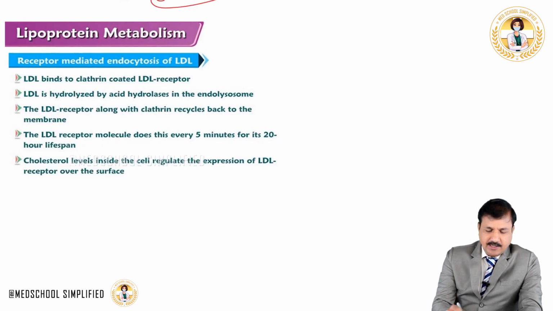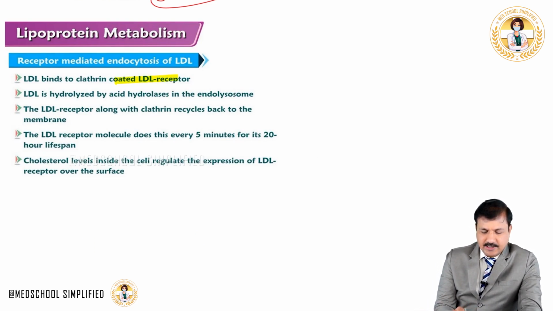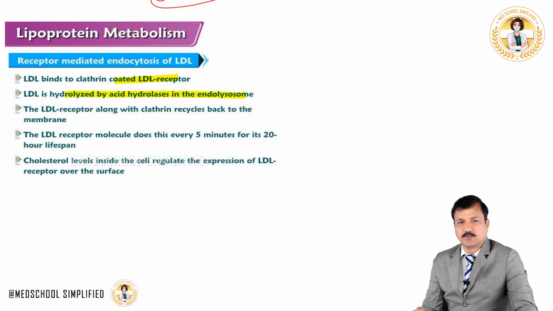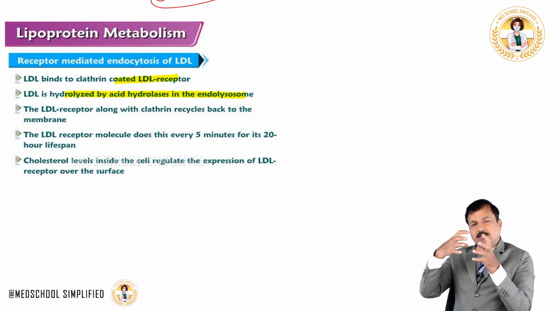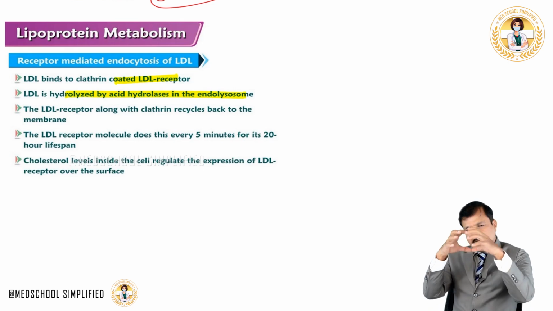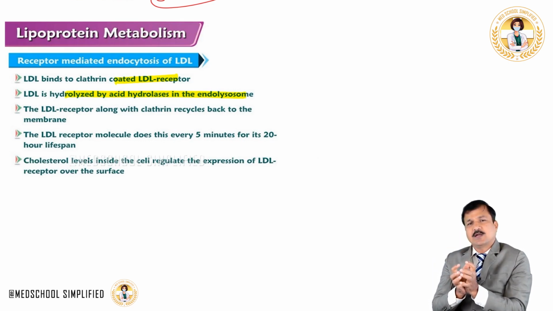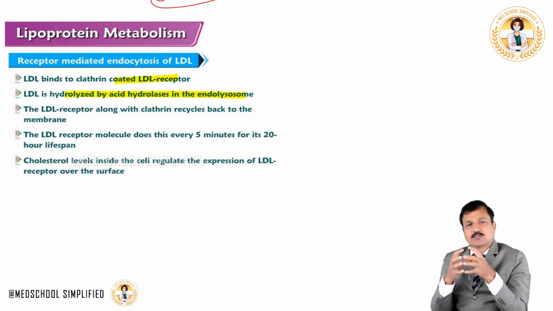Now the receptor-mediated endocytosis process here. LDL binds to the clathrin-coated LDL receptor. LDL is hydrolyzed by acid hydrolases in the endolysosome. Basically, when LDL binds to the LDL receptor, along with the receptor, the LDL is totally internalized. It enters into the cytoplasm where it will fuse with the lysosome to become the endolysosome.